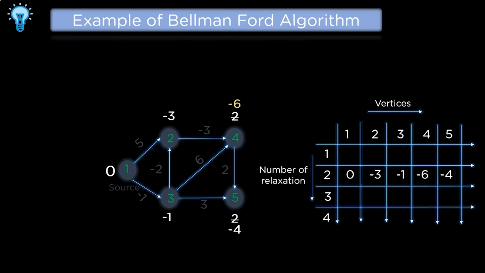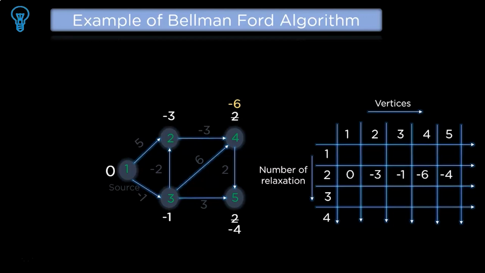From 3 to 2, we have the weight of minus 2. So the cost will be minus 1 plus minus 2, which is calculated as minus 3. And minus 3 is less than 5. So we will replace it with minus 3. Now, from 3 to 4, we have the weight as 6. So the cost will be minus 1 plus 6, which is calculated as 5. But 5 is greater than 2, so we will not replace it.